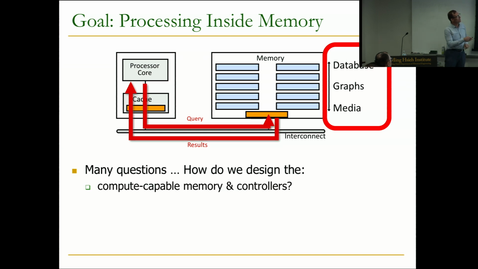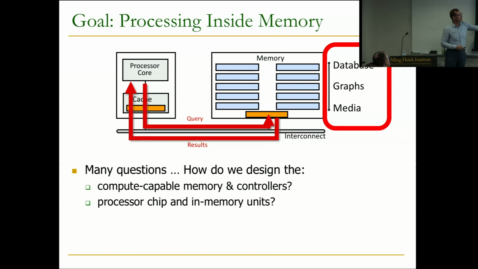How do we design the compute-capable memory and the controllers? Where do we do the computation exactly? Do we do it inside the DRAM cells? Do we do it close to the DRAM cells? Do we do it in the controller? I will argue that we'd like to enable all of them, and then somehow enable the programmability of it, so adoption challenges are going to be related to that.